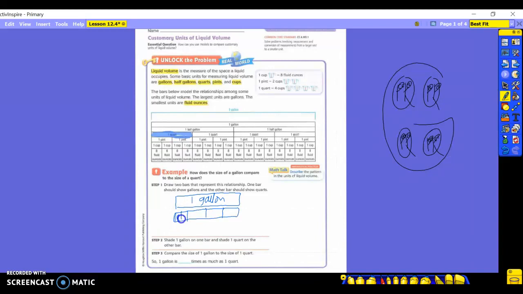1 quart. And I will let you abbreviate, and the abbreviation for quart is QT. That way you don't have to worry about trying to get the whole word quart.